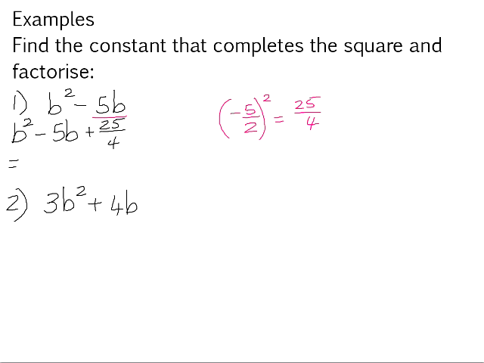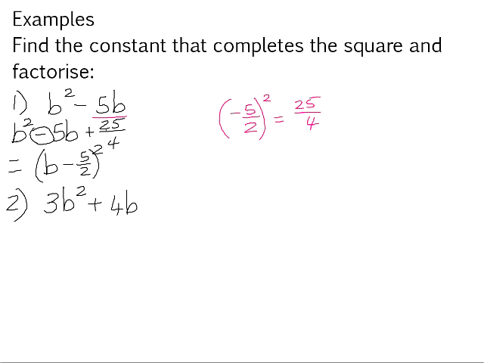And now we can factorize. We've completed the square, so we've created a perfect square trinomial. So we know that it's going to be a binomial squared. The square root of b squared is b. The square root of 25 over 4 is 5 over 2. And we need it to be negative in order to get a negative middle term.